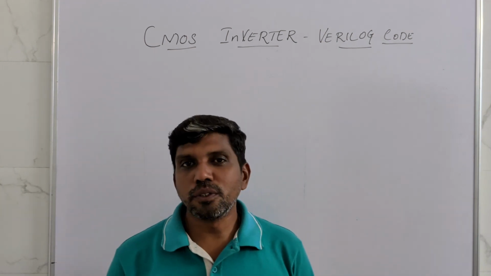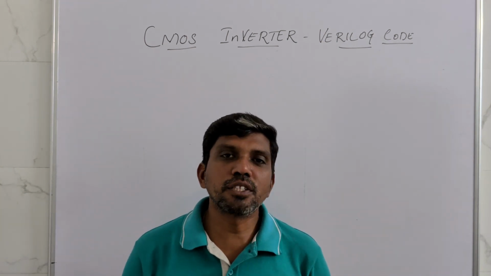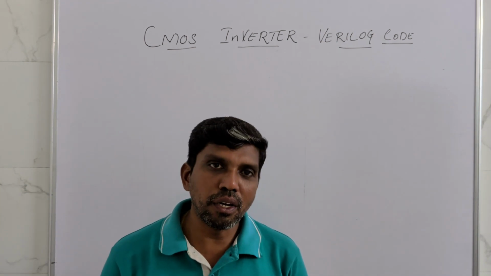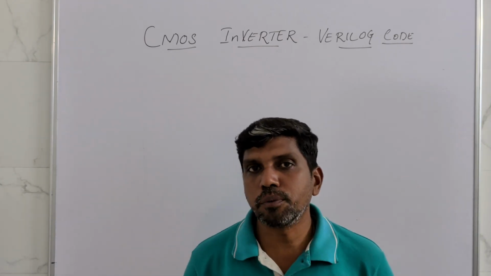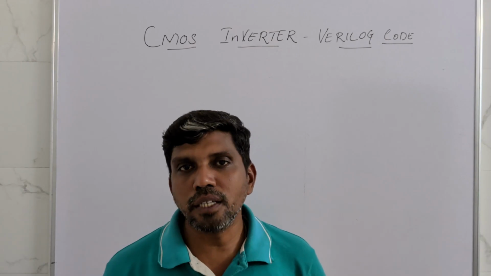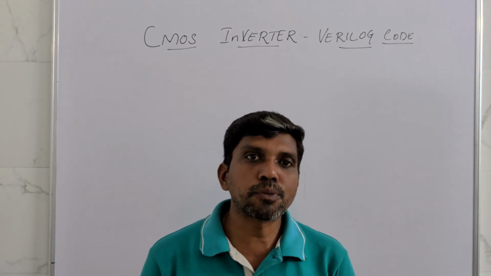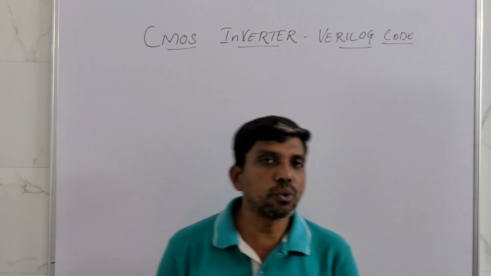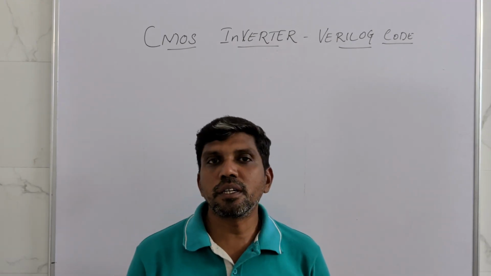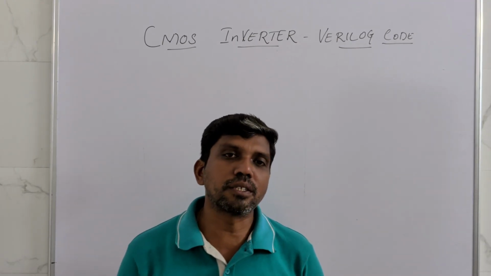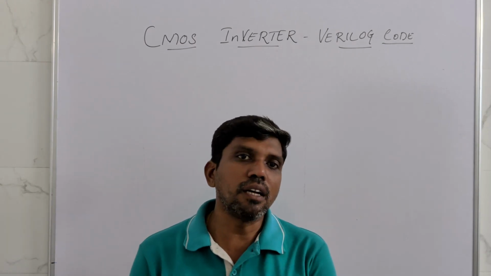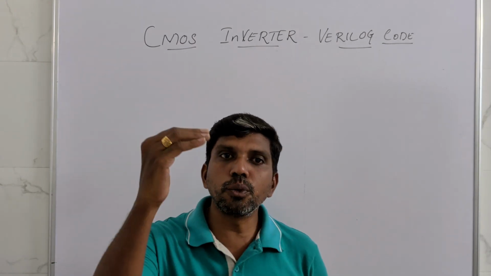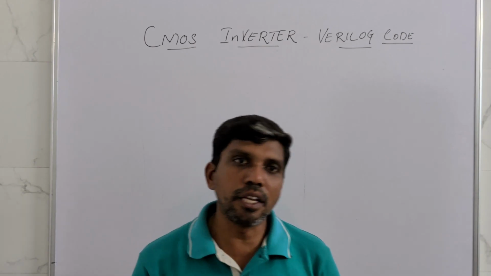Today's class I am going to discuss how to design a CMOS inverter by using Verilog HDL code. In this code I am using a switch level model program. Before I start to write the program, first let me explain what a CMOS inverter is. The abbreviation CMOS stands for complementary metal oxide semiconductor. It consists of both a PMOS transistor and an NMOS transistor. These two transistors are connected in series.